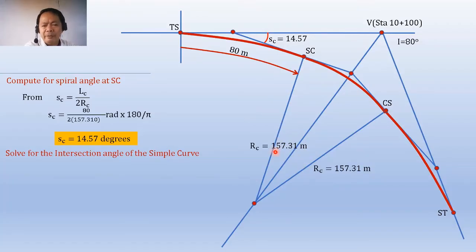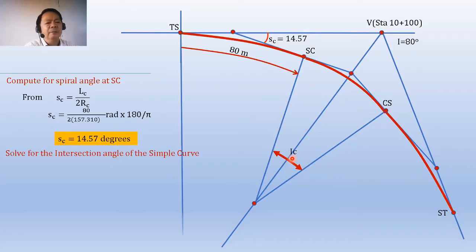What we have actually is the intersection angle of the spiral, which is 80. And so from this 80, we will be solving for the intersection angle of the simple curvature. So ipakita nga natin yan dito. Ito yung tinatawag nating I sub c, no? Yan yung I sub c natin. And we are asked to solve for this.